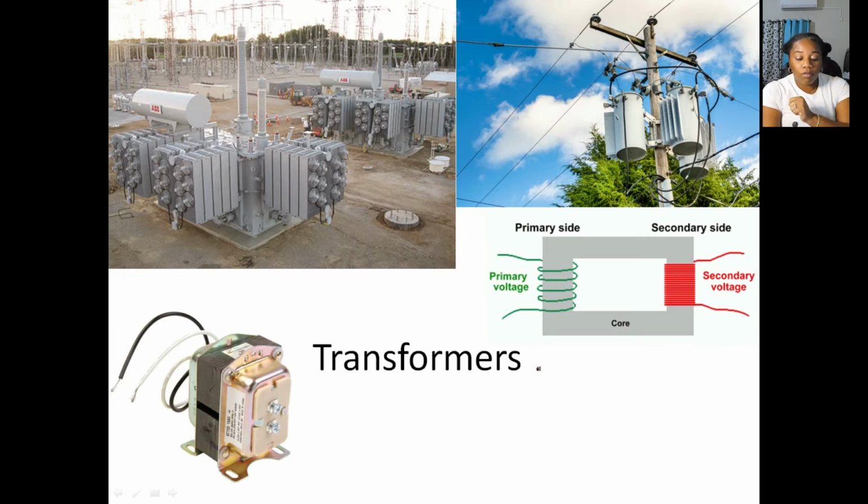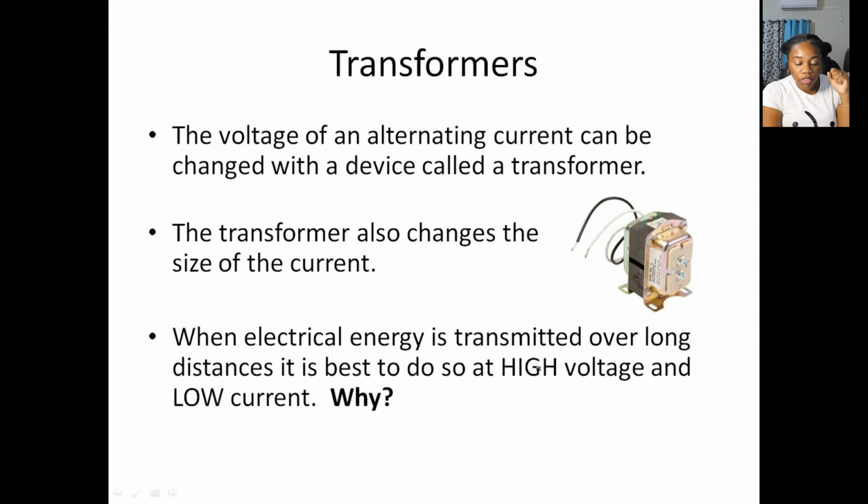So transformers, we are transformers, right? The voltage of an alternating current can be changed with a device called a transformer. The transformer also changes the size of the current. When electrical energy is transmitted over long distances, it is best to do so at high voltage.